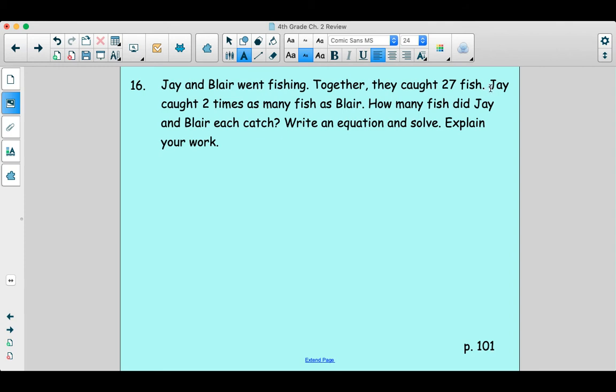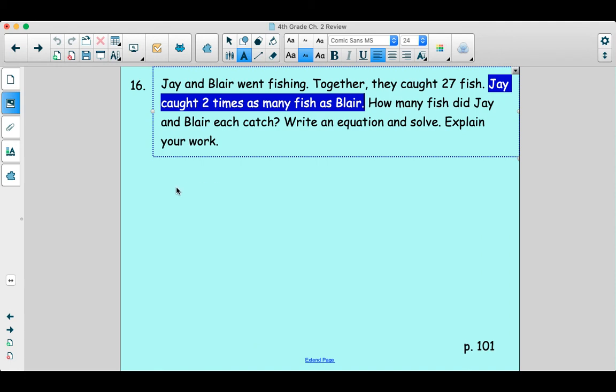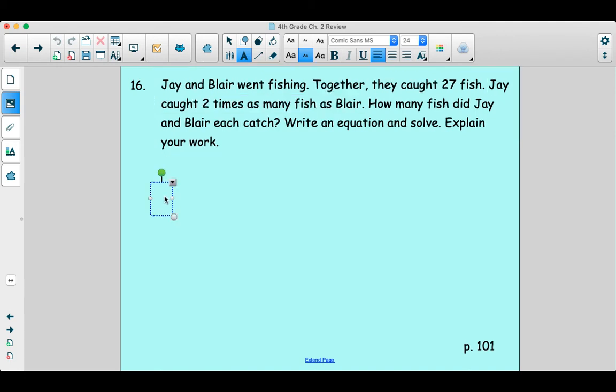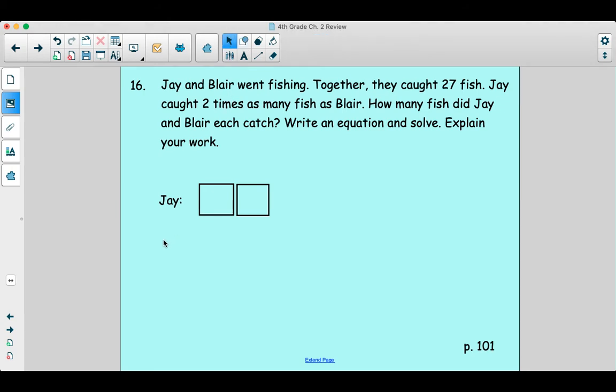Okay, so you're probably telling me it says right here that Jay caught 2 times as many fish as Blair. So Jay caught more fish. So I'm going to go over here, and Jay caught 2 times as many. So for every 1 that Blair catches, Jay catches 2 times as many. So then down here, I'm going to write Blair.